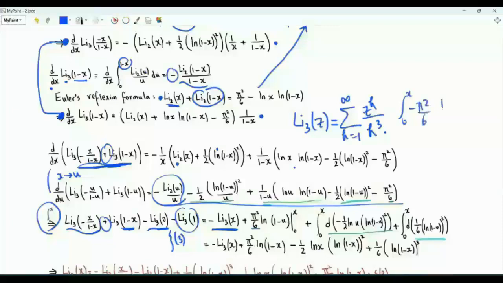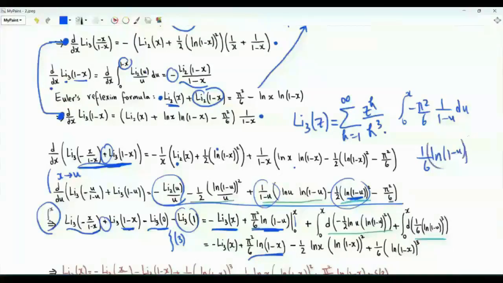Integral from 0 to x of minus pi squared over 6, 1 over 1 minus u du. This is pi squared over 6 ln 1 minus u. When we use the limits of integration, we get pi squared over 6 ln 1 minus x. The antiderivative of minus 1 half ln 1 minus u squared over 1 minus u is 1 over 6 ln 1 minus u all cubed.